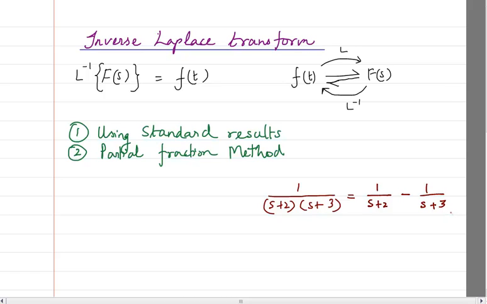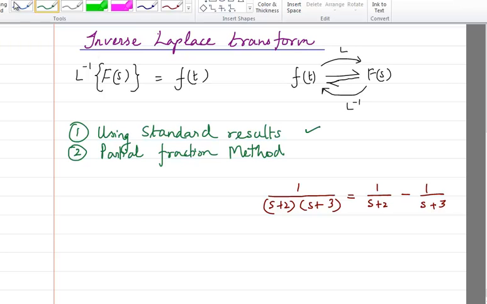For splitting it up in this form, this is called the partial fraction method. Now we know directly that the Laplace inverse of this will be e raised to power minus 2t, and this one will be e raised to power minus 3t. So what is the partial fraction method? It is basically an algebraic technique where you try to split this into smaller units, of which you can directly find out the standard results. So that is why we are having the partial fraction method.